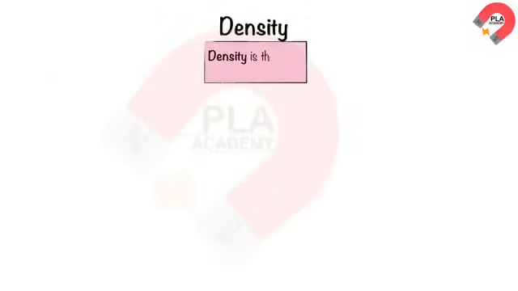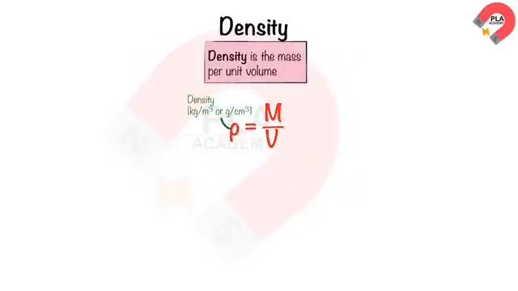Density. Density is defined as mass per unit volume. We can express density with the symbol ρ and the following equation. ρ equals m divided by V, where ρ is density in kilogram per cubic meter, or grams per cubic centimeter. m is mass in kilogram, or gram. V is volume in cubic meters, or cubic centimeters.